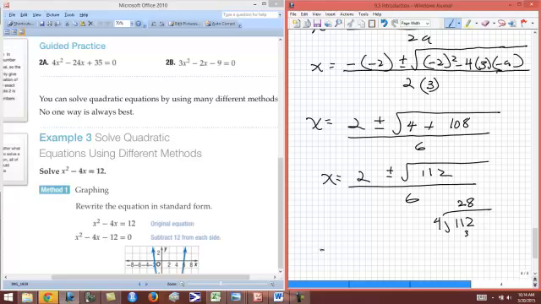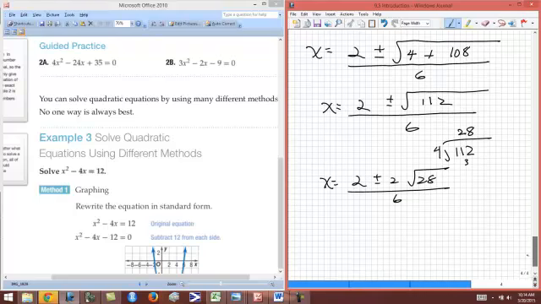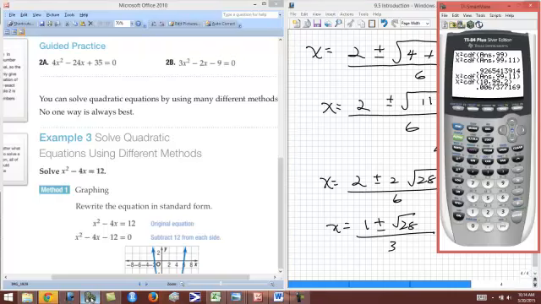So we could have X equals 2 plus or minus 2 times the square root of 28 over 6, which is going to simplify to X equals 1 plus or minus the square root of 28 over 3. Now, let's see what the answers to this are. Let's check this on the calculator. Let's see what we got.